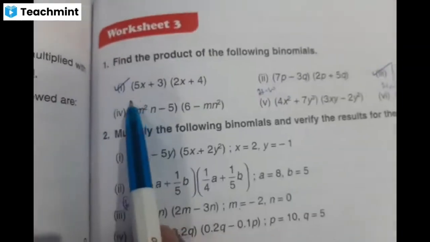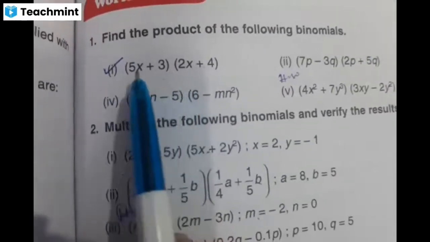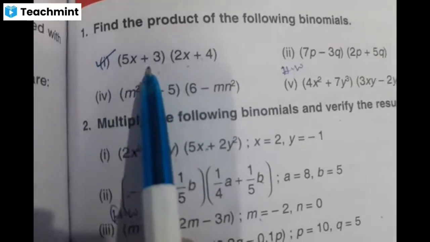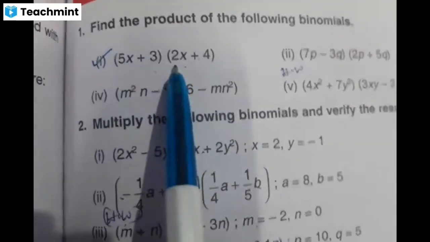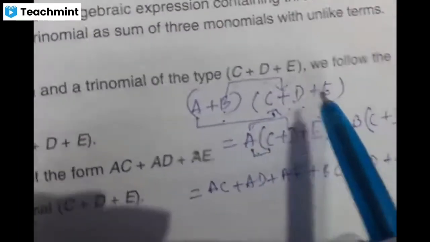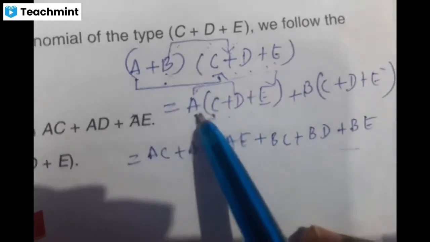If you are given only two binomials, we have already learned how to convert them first into a monomial and a binomial. But here, when you are given a binomial and a trinomial, we are going to convert in the next step into a monomial and a trinomial.